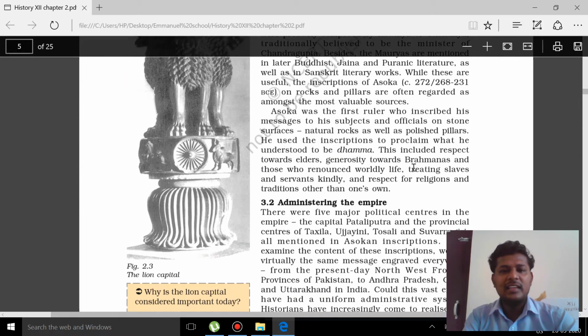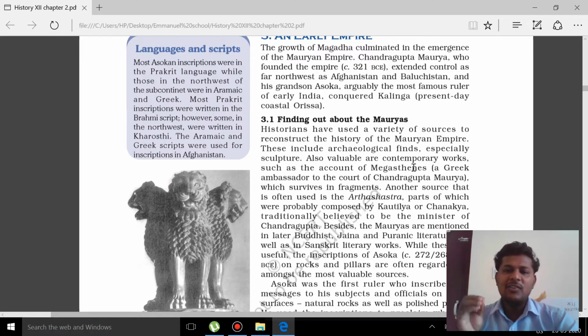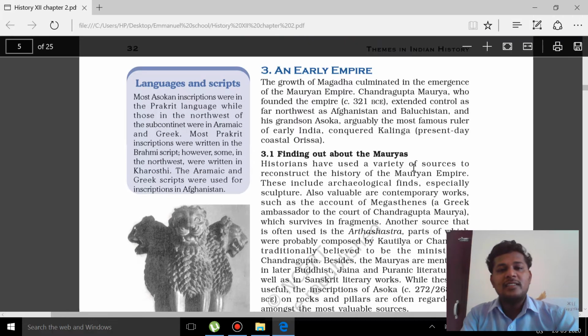Otherwise they can ask you some 3 markers on different topics, short answers on different topics. The first short answer I will be dealing with is in the short answers type. Okay, later if the question comes in the long answer, then you can summarize and write it. Now the first short answer is, how can we find out about the Mauryans?